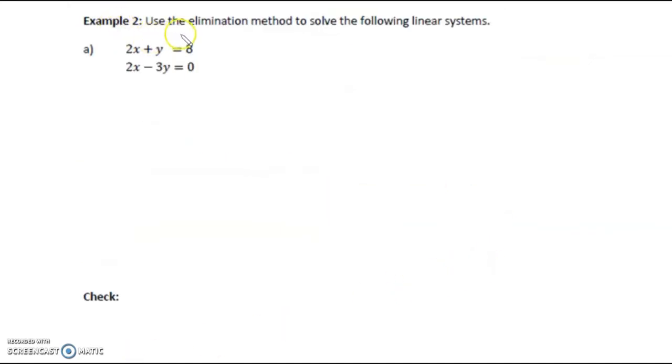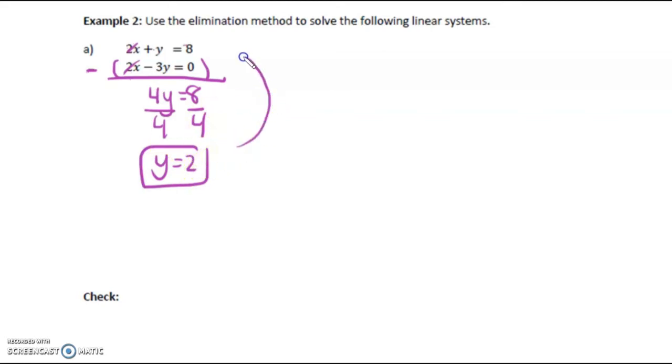Okay, so example 2 asks us to use the elimination method to solve the following linear systems. It's going to be very similar to what we just did, where we add or subtract to get rid of one of the variables. So when I'm taking a look at these two equations, I notice that both of them have a 2x. So in order to get rid of this variable, we're going to subtract that second equation. So 2x minus 2x, those will cancel. Y minus negative 3y, I get 4y. And 8 minus 0, I get 8. At this point, we have one variable, and we can go ahead and solve. So divide both sides by 4, and we get y equals 2.